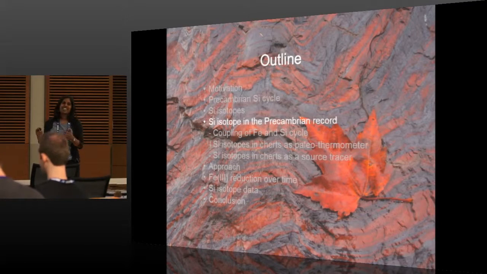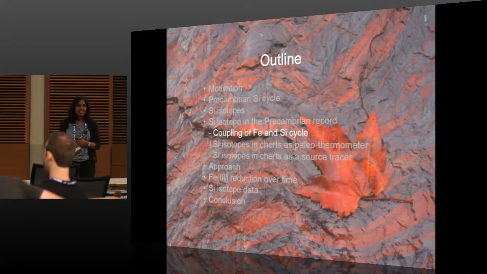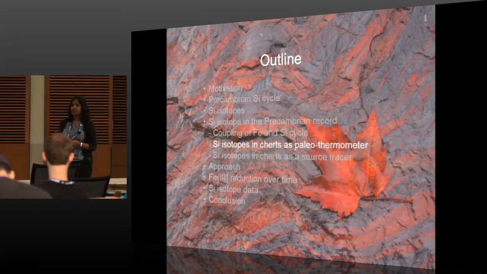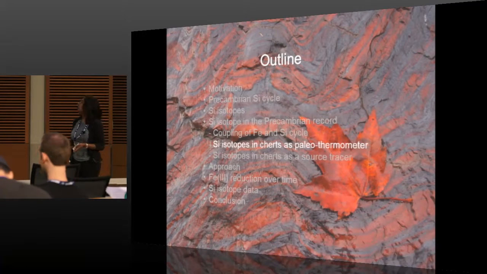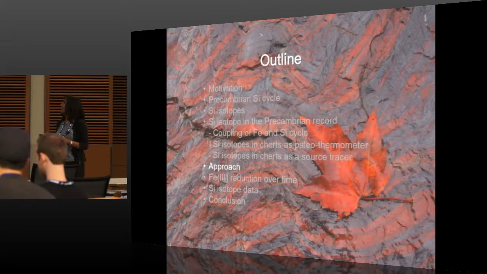Why is there interest for silica isotopes in the Precambrian record? So the first example we would look at is the coupled iron and silica model, and then we'll move into silica isotopes in cherts that have been particularly used as paleothermometers. We'll also go into silica isotopes as a source tracer. We'll wrap that up, and then we'll move into my experimental approach, looking into how I synthesize the iron silica gel and also the artificial Archean seawater, which is the seawater matrix media here.